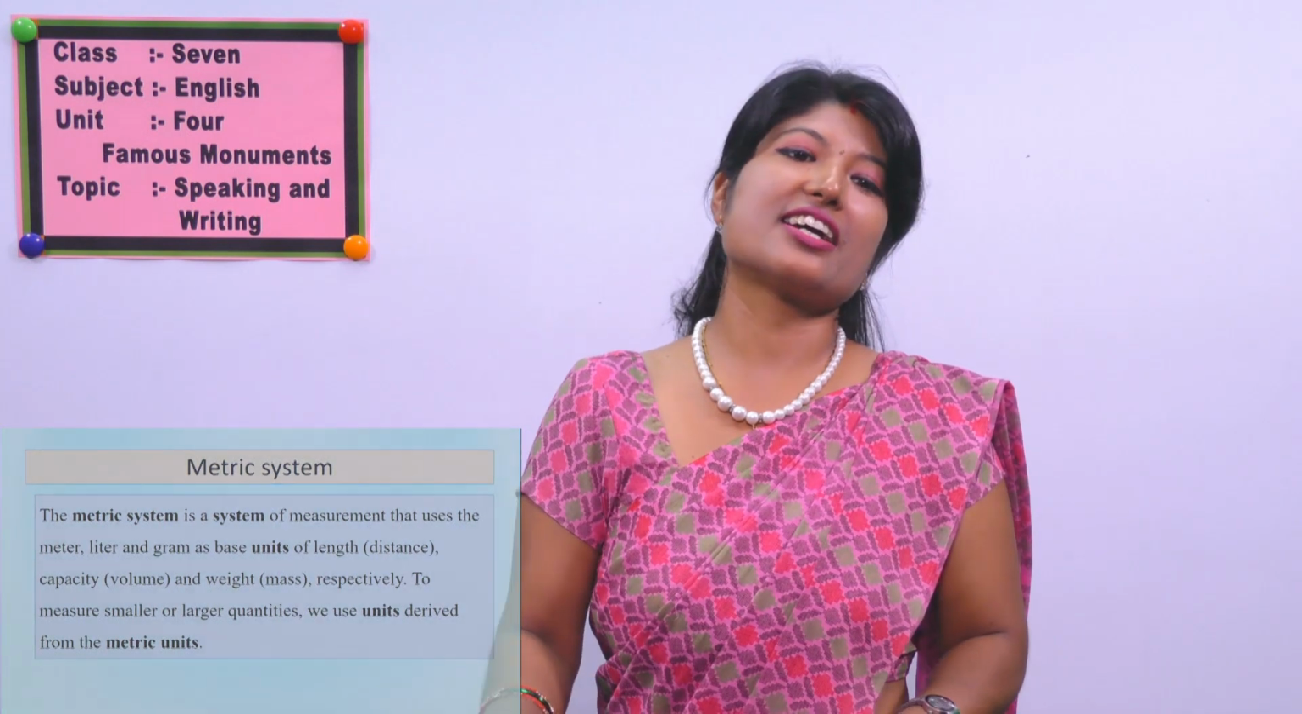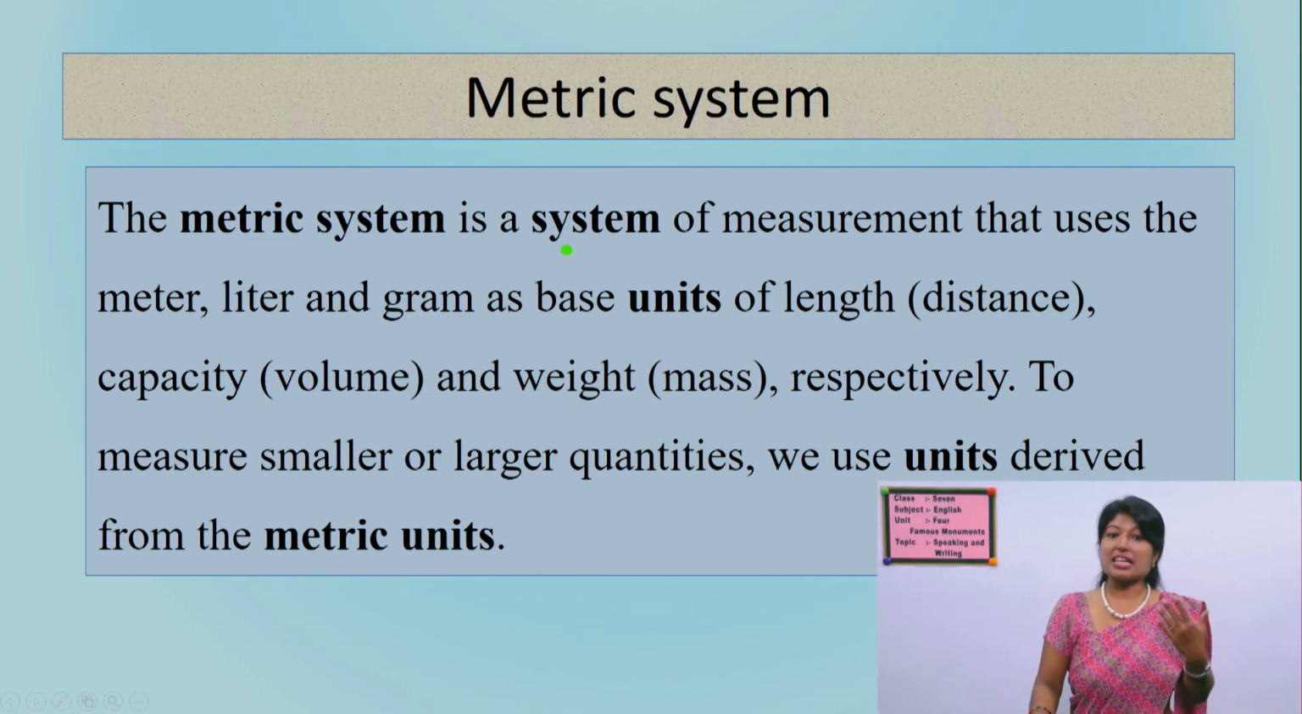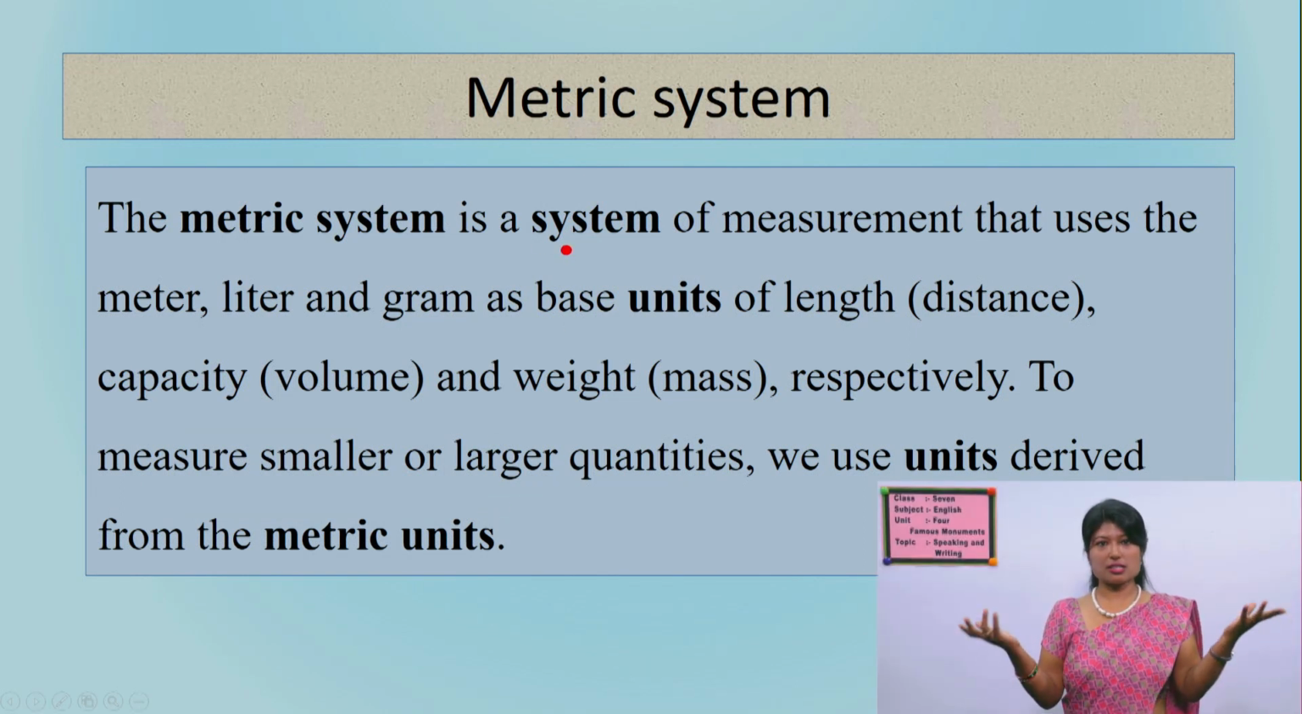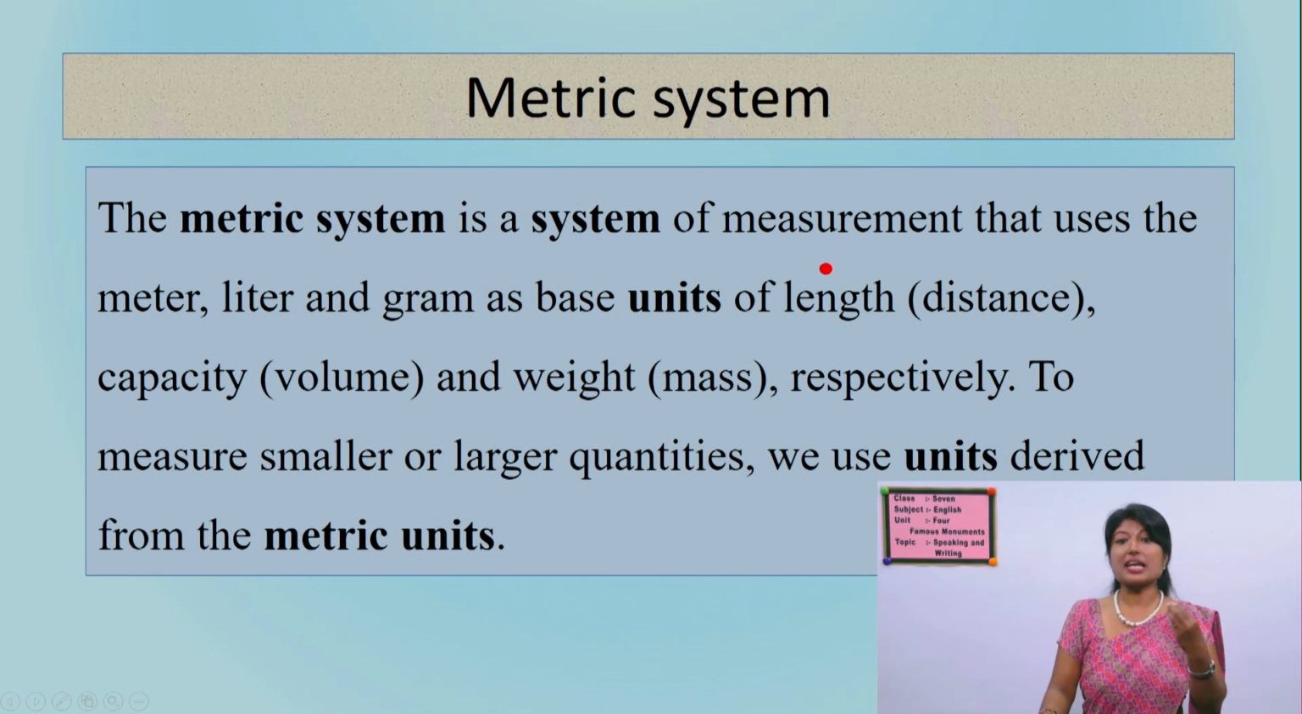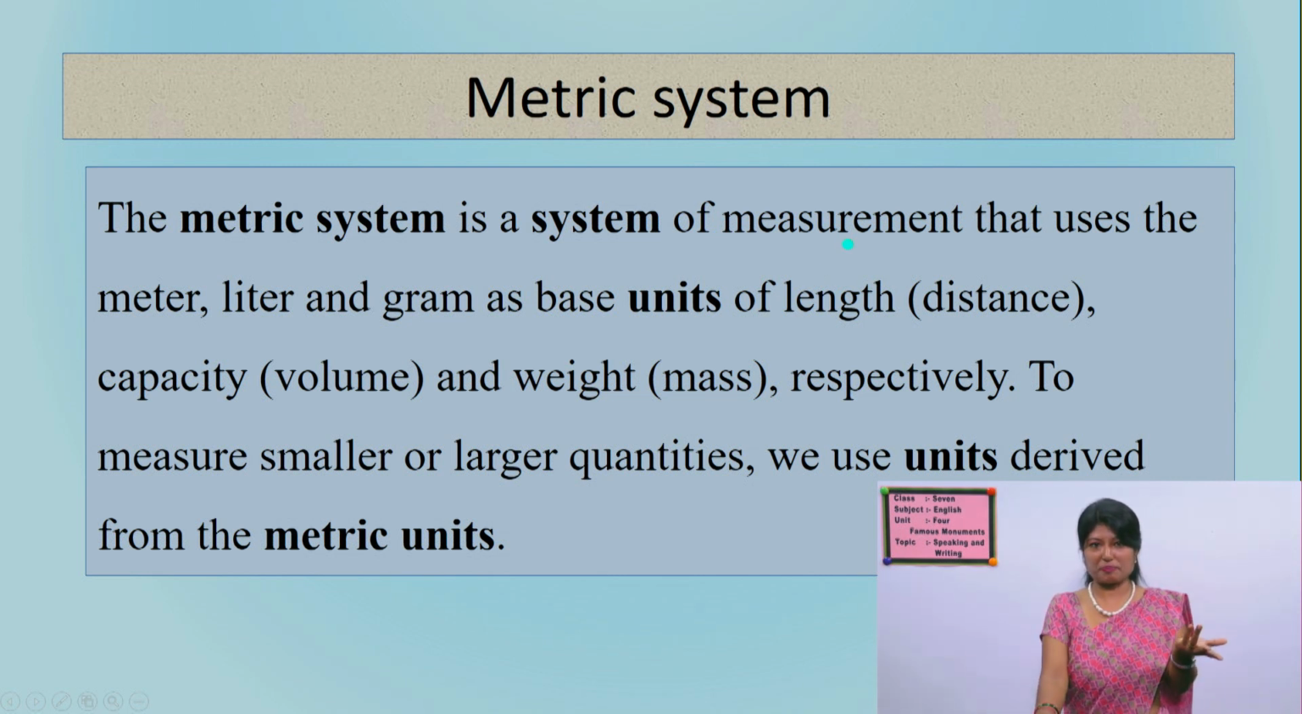All right, here it is. The metric system is a system. Obviously it is a system. A system of what? A system of measurement, measuring something.